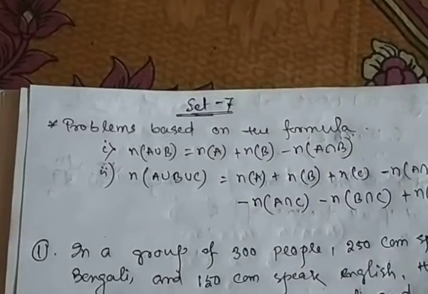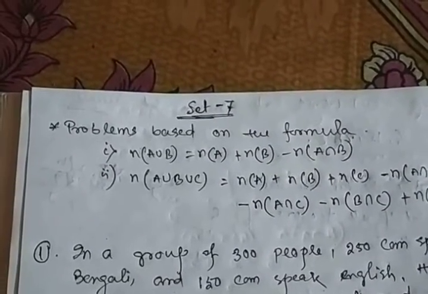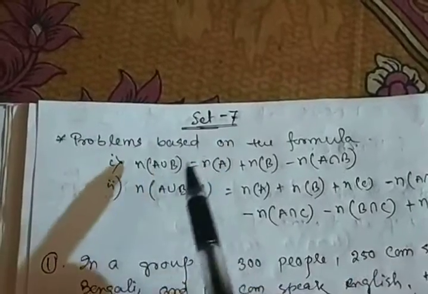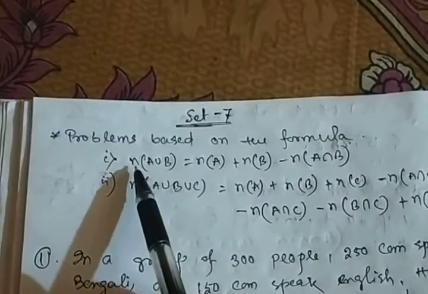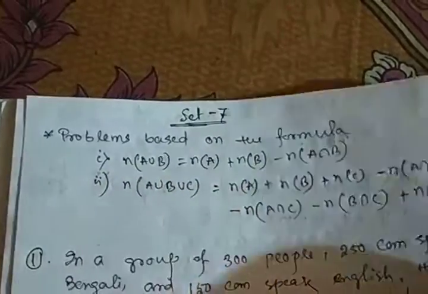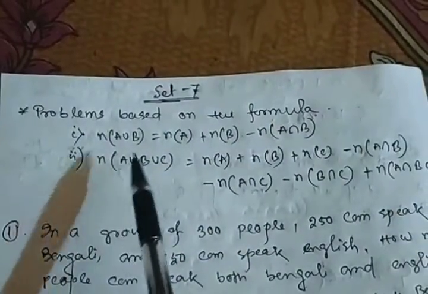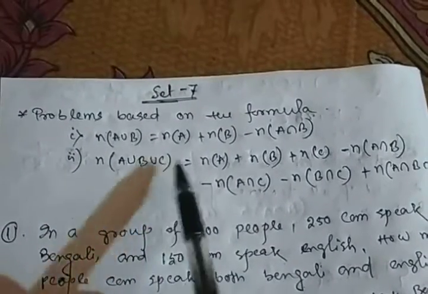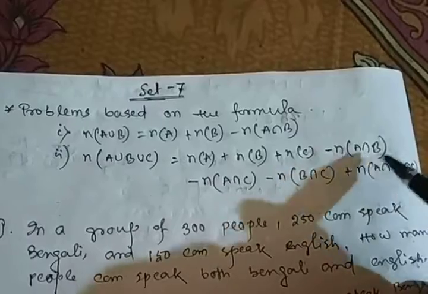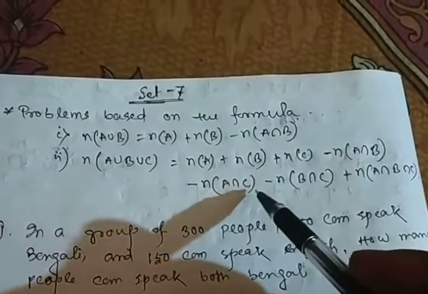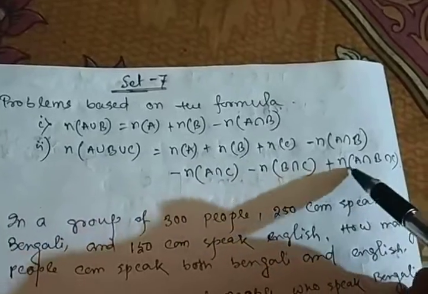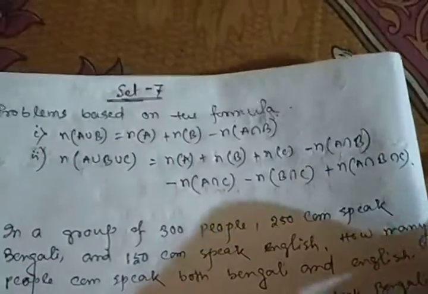Today we will discuss some problems based on the formula: cardinality of n of A union B equals n of A plus n of B minus n of A intersection B, and the second formula is n of A union B union C equals n of A plus n of B plus n of C minus n of A intersection B minus n of A intersection C minus n of B intersection C plus n of A intersection B intersection C.